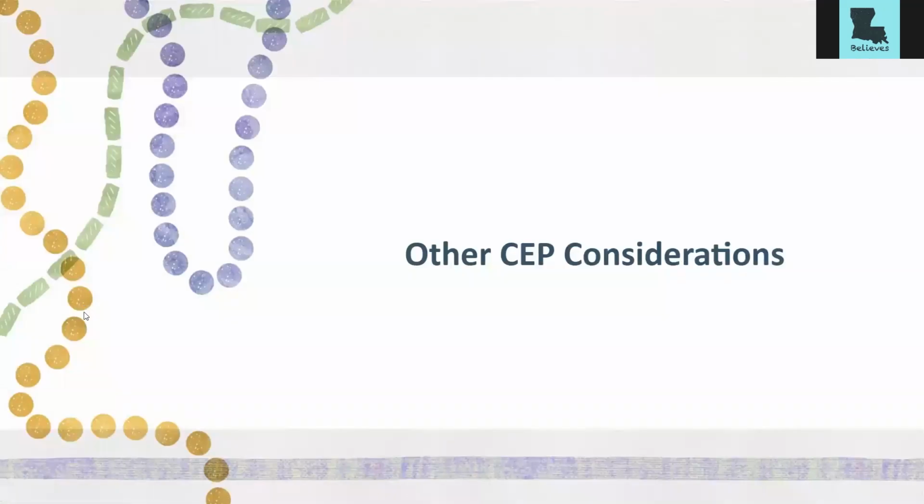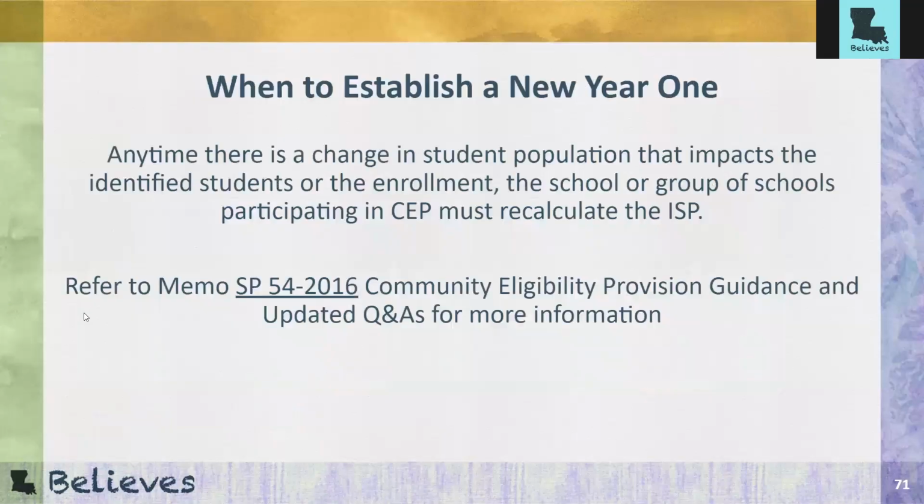So other CEP considerations. This is just a little background and some areas of when to establish a new year one. The reimbursement rate corresponds with the poverty level, so changes to student population could indicate a change in the poverty level. School systems may be required to establish a new year one when the school or group of schools have a change in the student population that impacts the identified student or the enrollment.